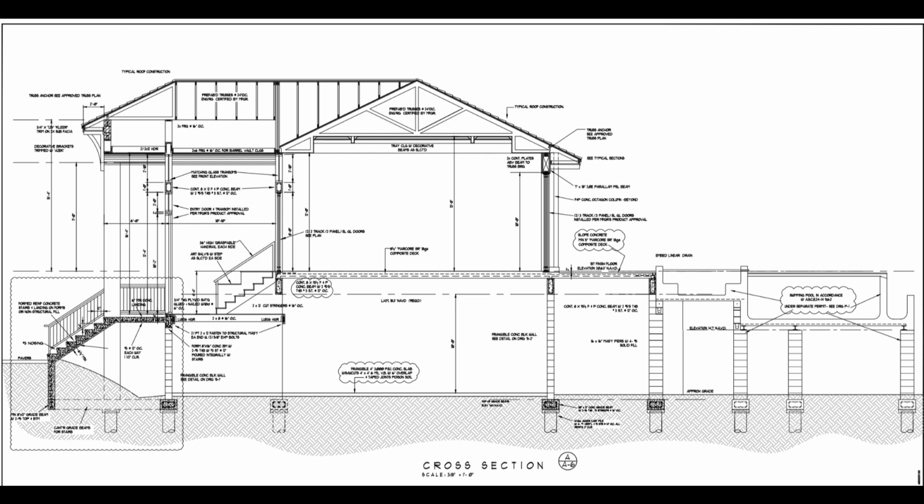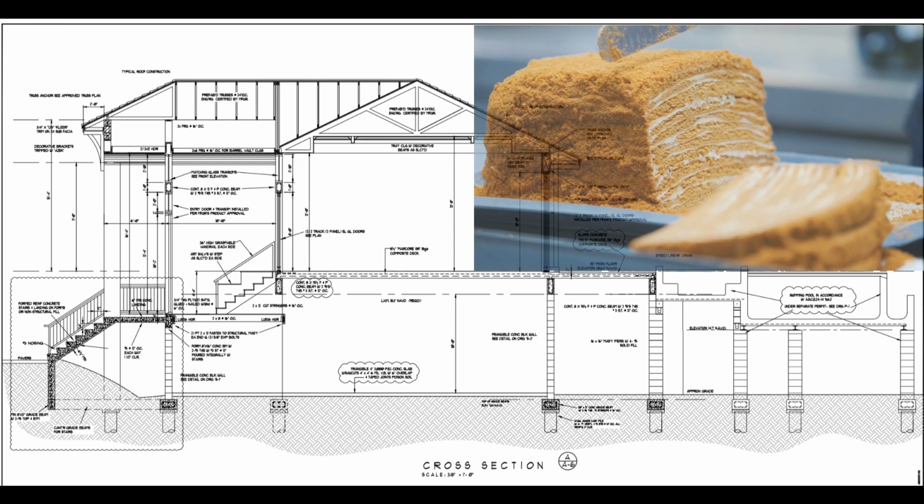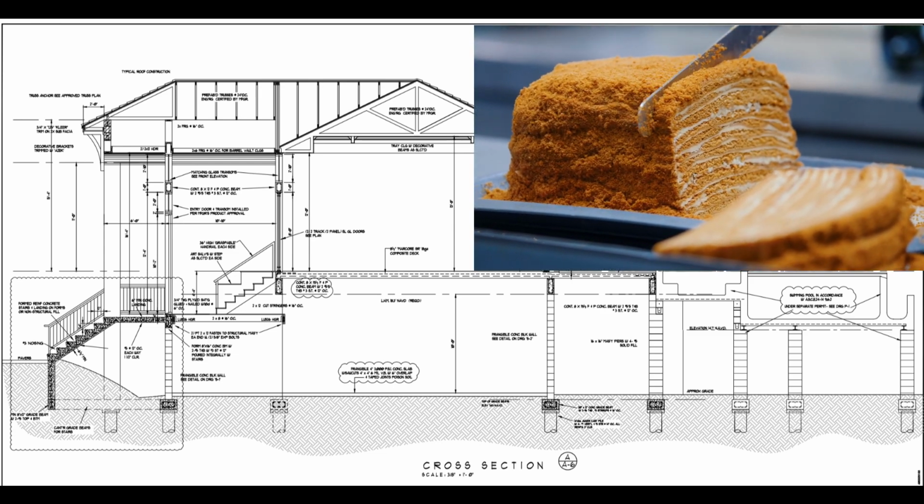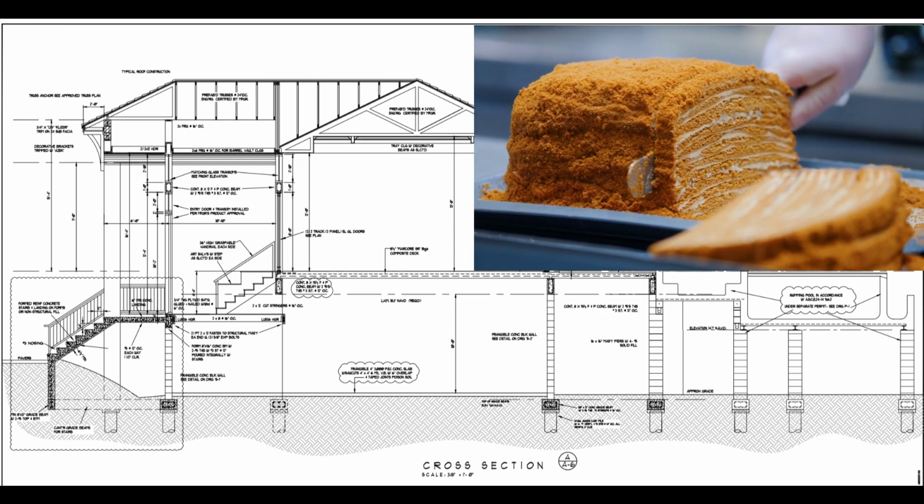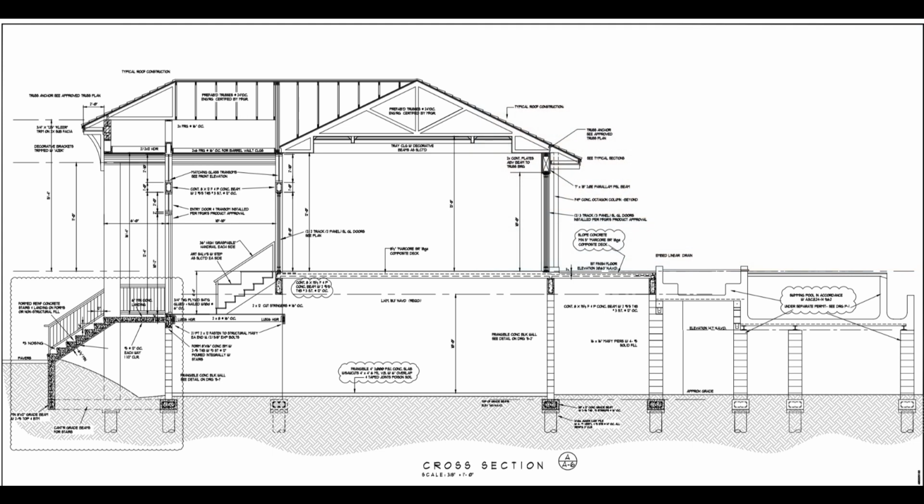A wall detail or wall section is a view of the building, if you can imagine cutting a cake in half and looking at the interior of that cake. Similar concept here. They are helpful in determining the way the walls are to be constructed, how structural elements come together, and at what elevation.